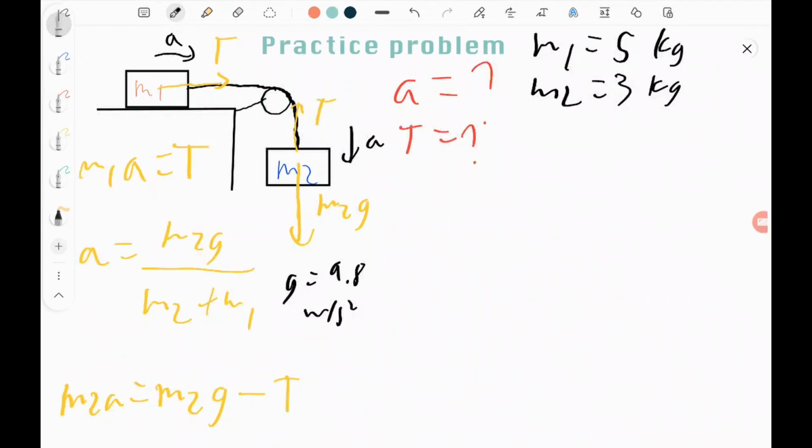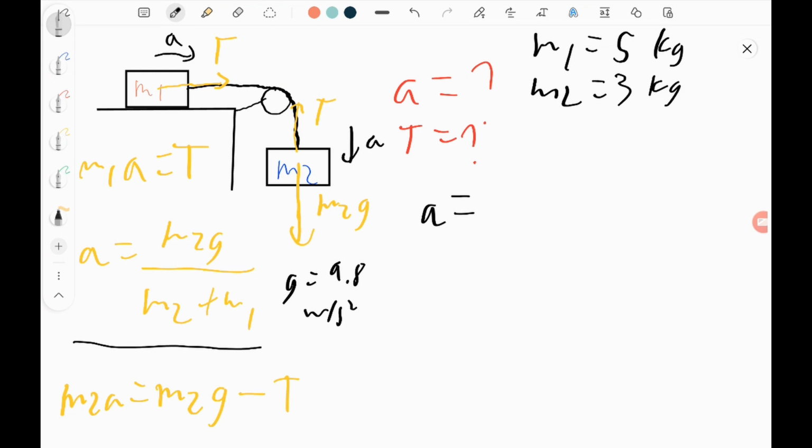Alright, so I cleaned up some things a bit. So if, say, M1 is equal to 5 kilograms and M2 is equal to 3 kilograms, what will the acceleration of the system be, as well as the tension on either side of the string? Well, we can use the equations that we got before to obtain our result. So the acceleration will be equal to M2G over M2 plus M1, this equation here.